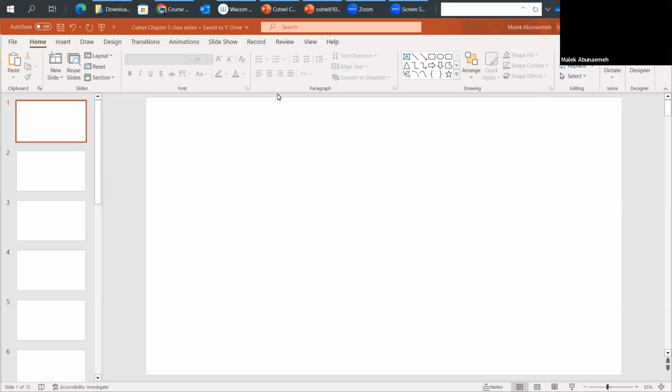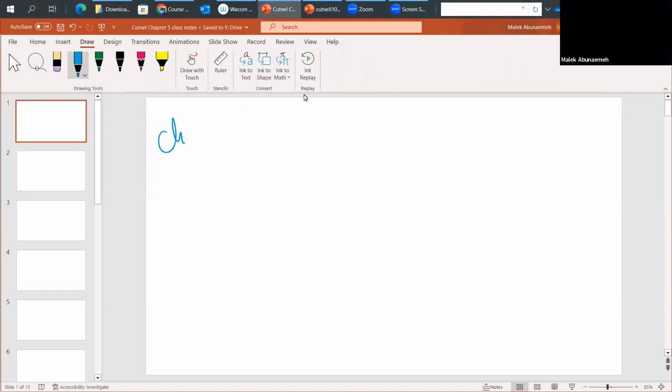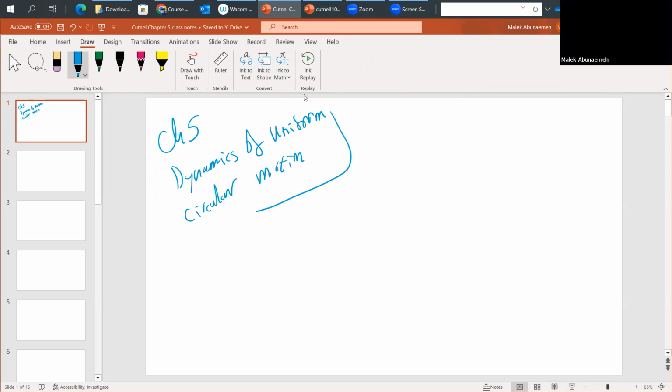All right. So today we are going to be talking about chapter 5, which is your dynamics of uniform circular motion. And that's going to be for physics with algebra. And this is again going to be from the Cutnell and Johnson book.